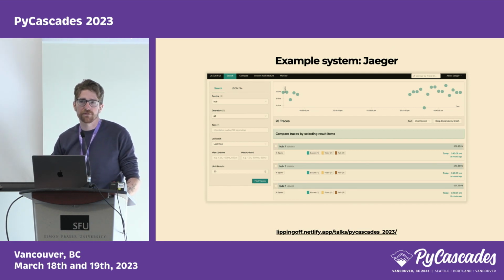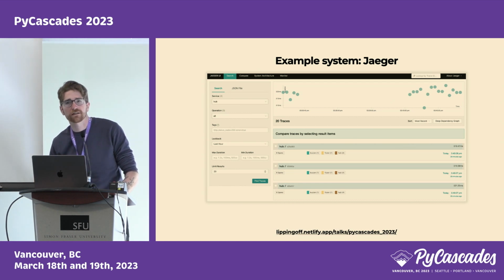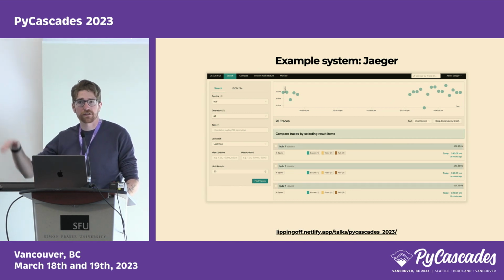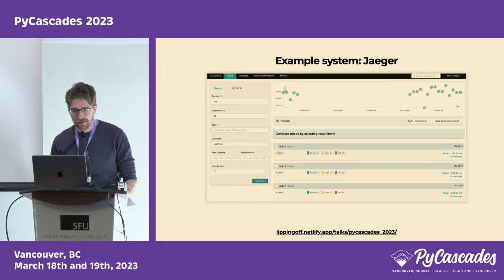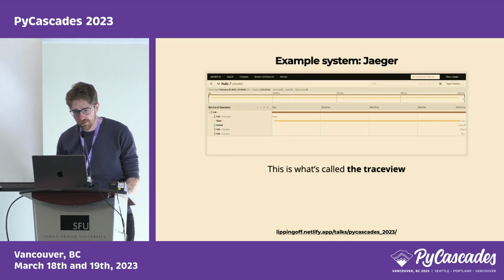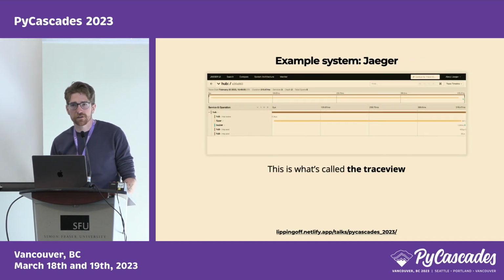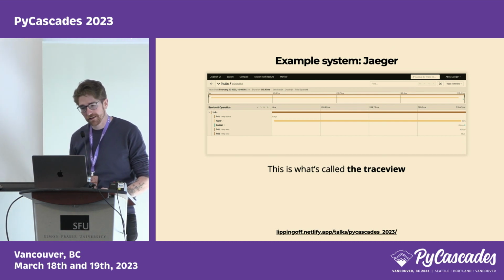The graph shows you the distribution of your traces. Y-axis is how long they took. X-axis is when they actually occurred in time. And then we see for each trace all the spans collected for that trace in the rows of this table down here. If we click into one of these rows, we get a view that looks like this. This is what's called the trace view, and it's super helpful for identifying bottlenecks.